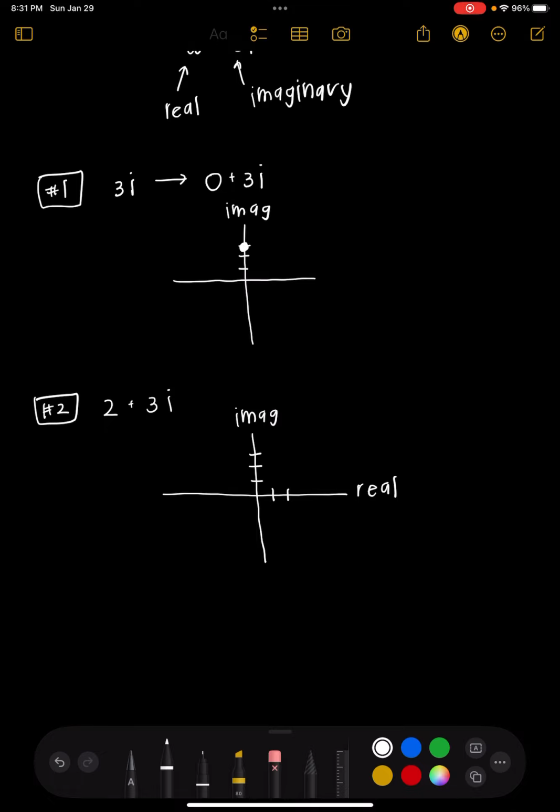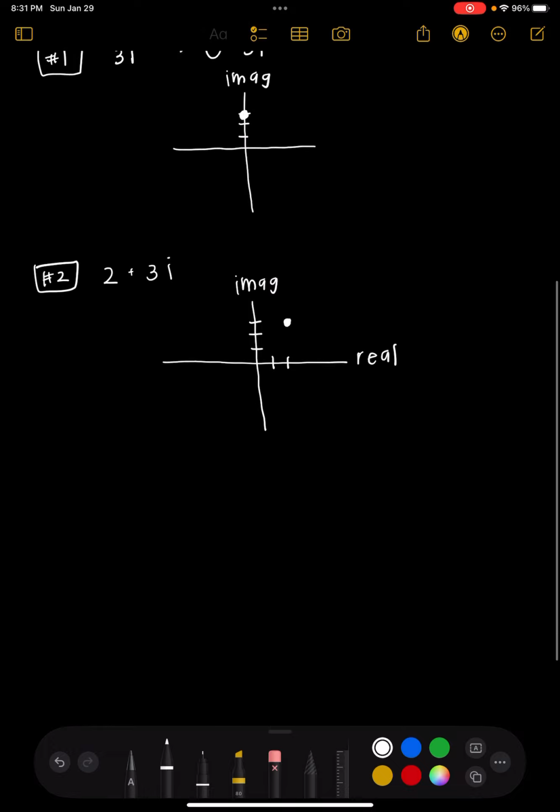Obviously you have a full graph in front of you on these examples, and you'll have the same thing on your self-check. When you graph these, you don't just draw the lines, obviously. You're going to just go 2 to the right and then 3 up and plot your point. So your final answer would be right there: 2 to the right for the real part and then 3 up.